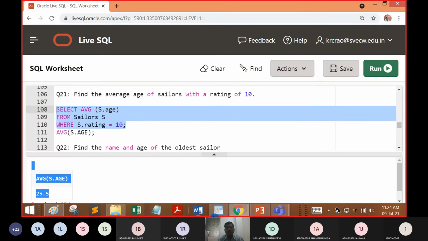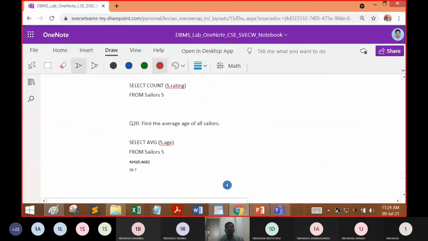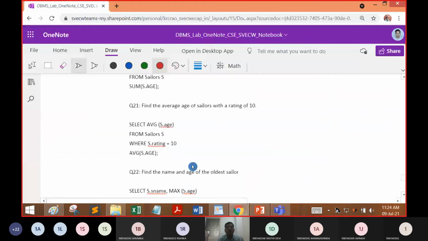25.5 is the age. So we will push this to our note. We'll push the output here.